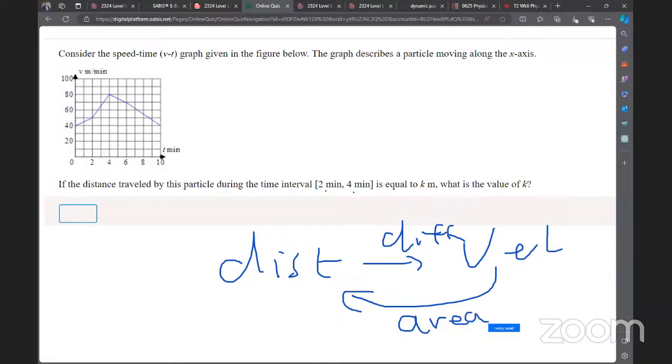Okay, so from 2 minutes to 4 minutes, you see? So this seems very, very easy. That's a right angle triangle. So I will get the area of this triangle, and that's it. Okay, look, let's count. It will be half times base times height. Half times base, which will be 2, times height, 50 times 30. 2 with 2, so it will be 30.